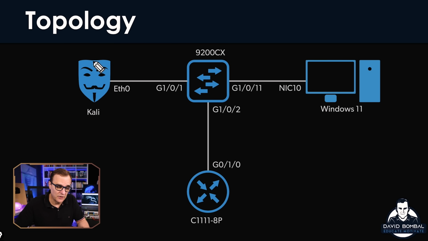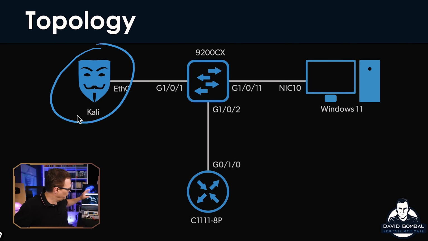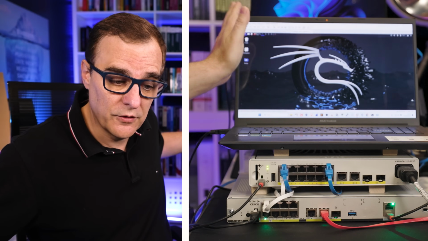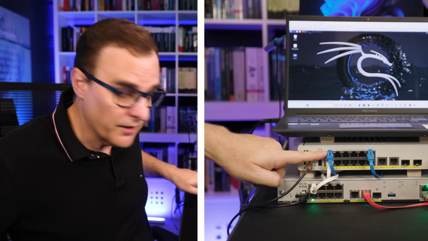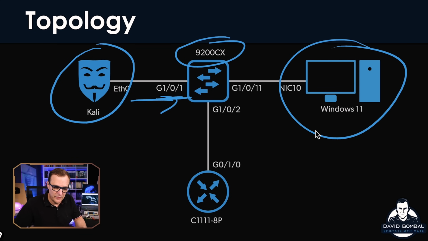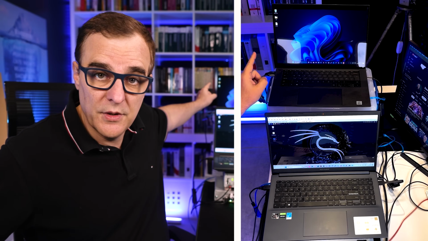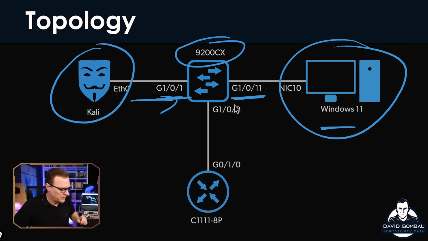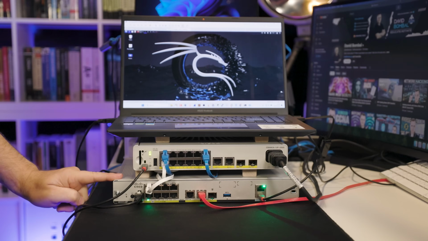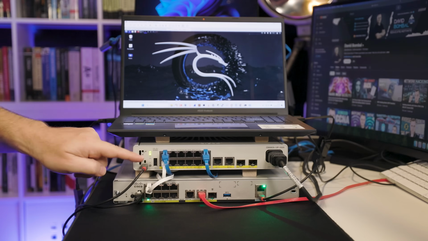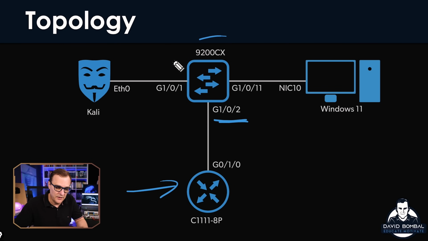This is what our topology looks like. I've got a Kali Linux virtual machine running on this Windows computer. It's connected to the 9200CX switch on gigabit 101. Right over here, I've got a Windows 11 computer, that Windows computer at the top there. It's connected to gigabit 1011 on the 9200CX switch. And then I've got a Cisco router over here connected to gigabit 102 on the Cisco switch.